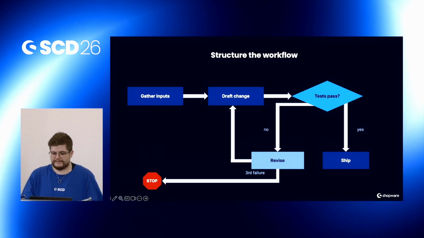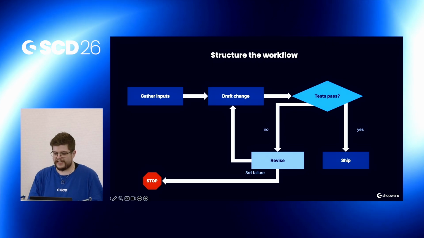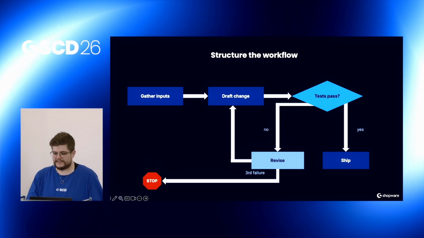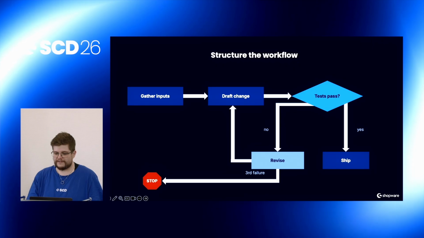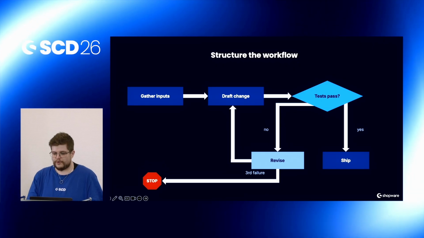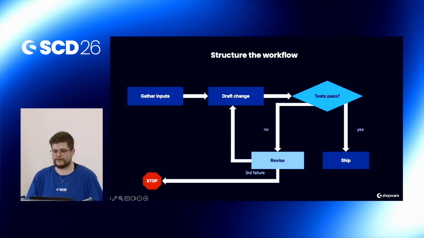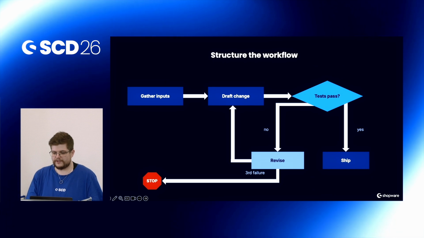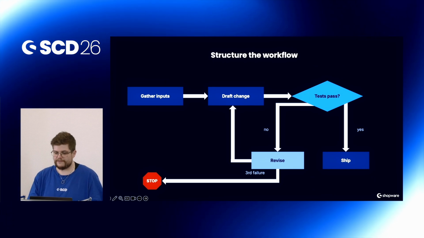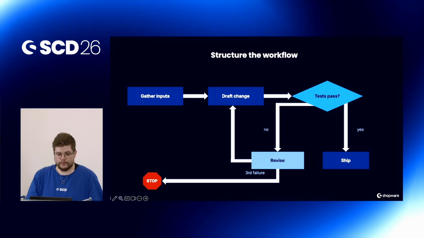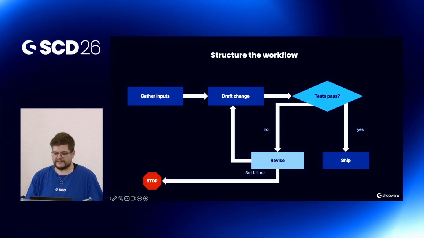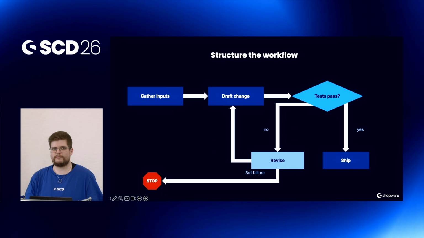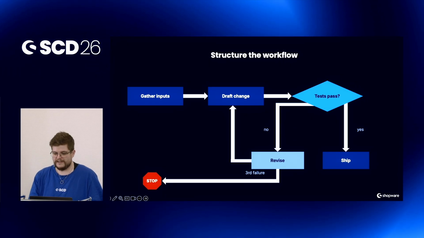So let's take this one. A change gets drafted, the tests fail, it gets revised, and after the third failed revision, the workflow stops with an explicit error. It doesn't loop forever, it doesn't quietly degrade into a best effort. And note where the stop sits here. It hangs off a failure branch and is not part of a happy branch.